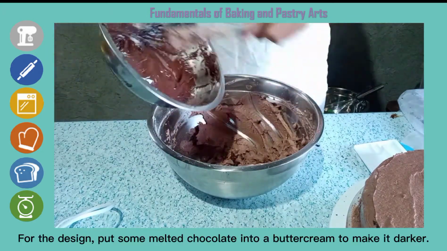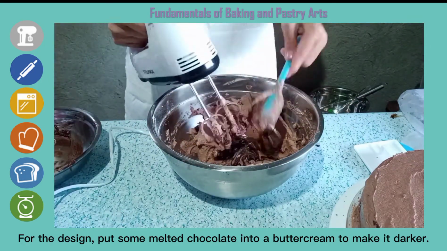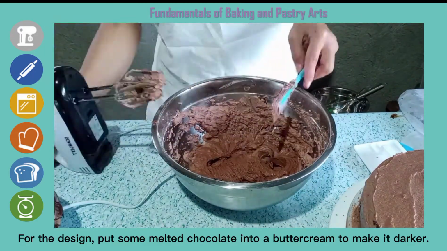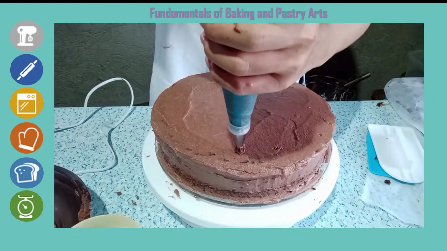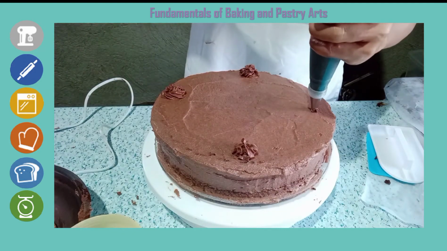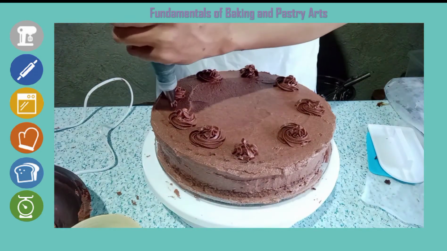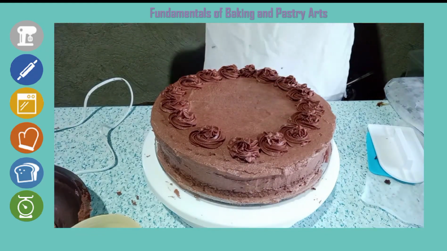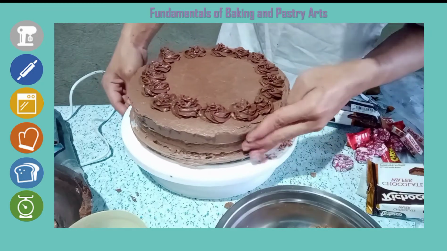For the design, put some melted chocolate into buttercream to make it darker. Style the cake according to your preferences. Coat with anything you want for the cake.